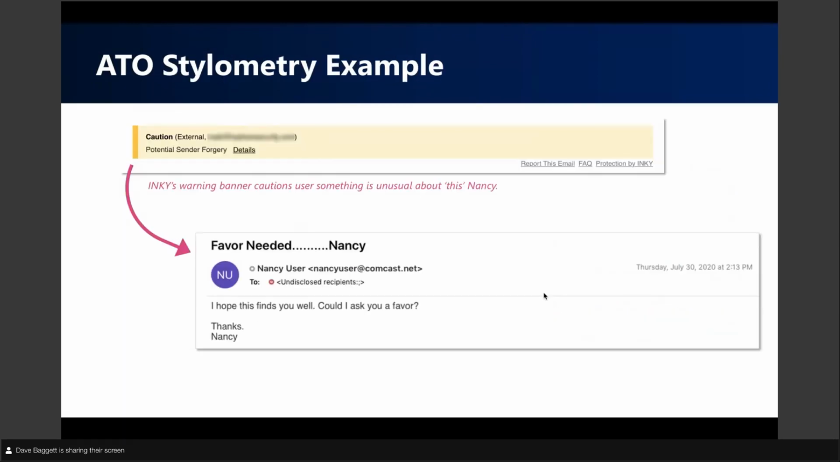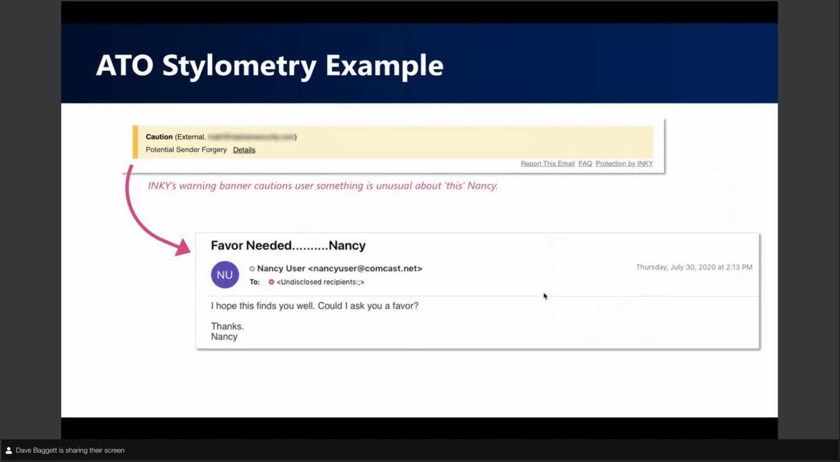In the case of stylometry, we're more looking at, again, we talked about punctuation. So this example was reported by one of our users. INKY flagged it as a potential sender forgery, and indeed, the user reported it to us and told us, oh, this is my friend Nancy. Her name actually is Nancy, but I redacted her last name, and her account's been taken over 4 times. This keeps happening, and I know this isn't her, obviously.